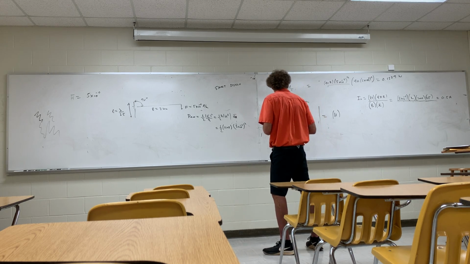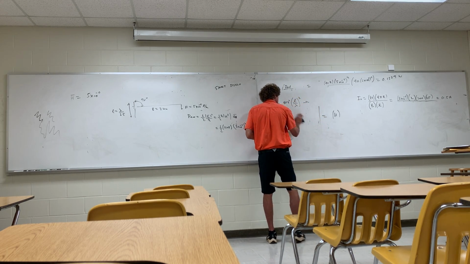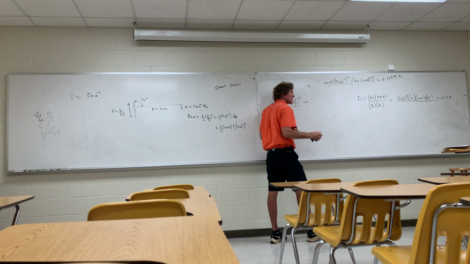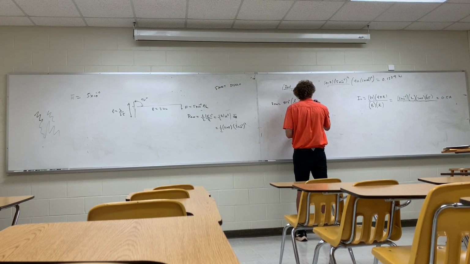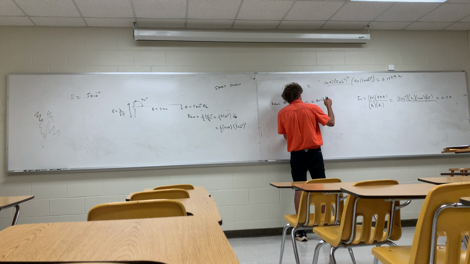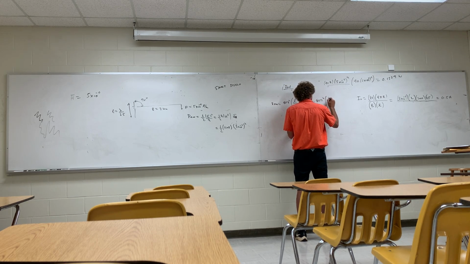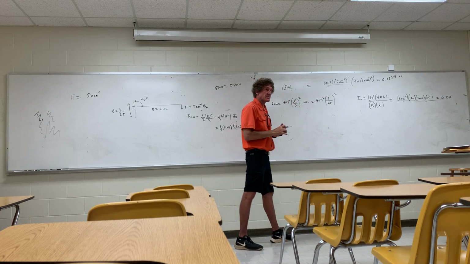Now I'm going to get the radiation resistance. I've got the current. The radiation resistance for this is what? 80 pi squared times L, which is lambda over 25 divided by lambda. So it's really 1 over 25 squared. Y'all agree with that?